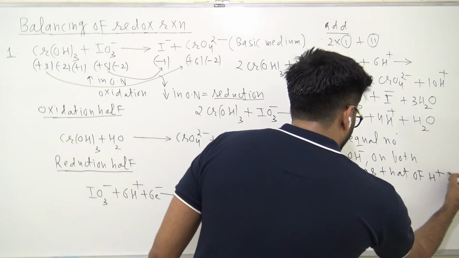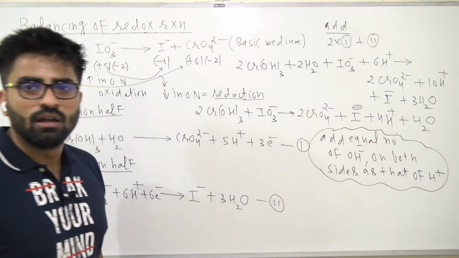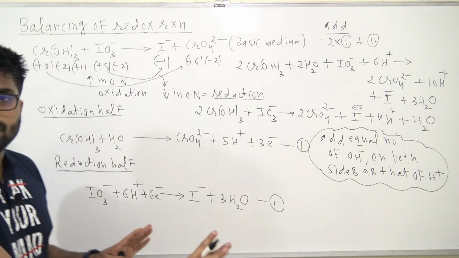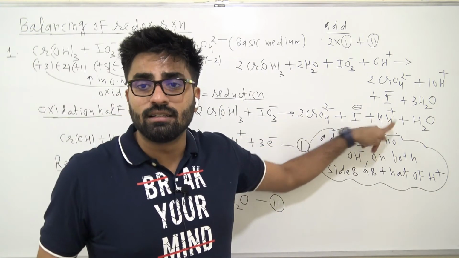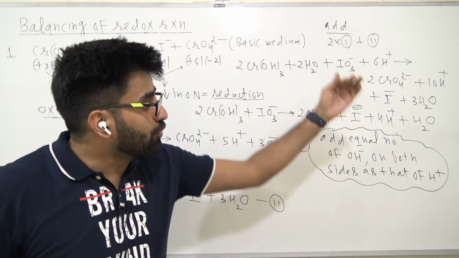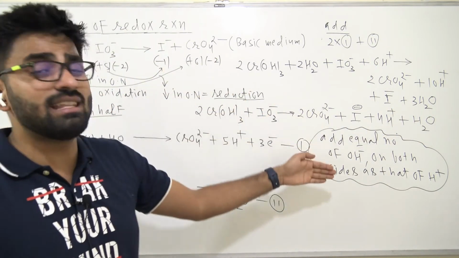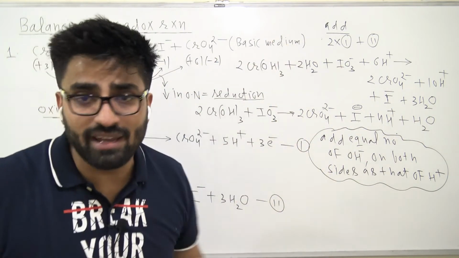Now what is the meaning of this magical statement? This will transform your equation into basic medium. So basically, you see how many H plus are there? There are 4 H plus. So you add 4 OH minus on the product side and 4 OH minus on the reactant side. Whatever is the H plus, you add the same number of OH minus on both sides.